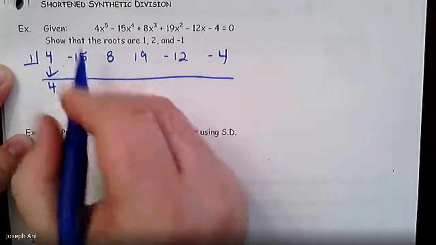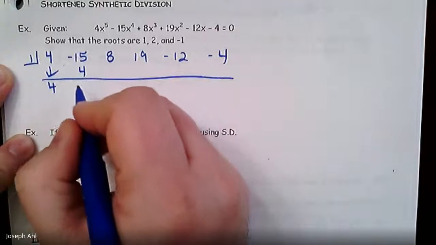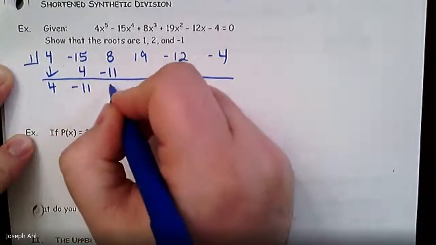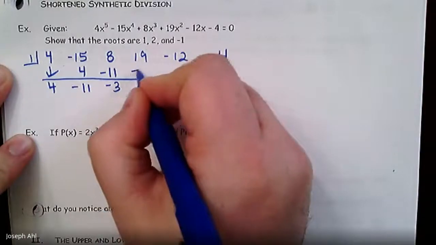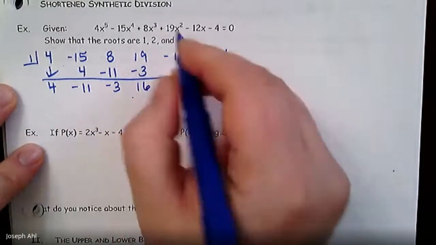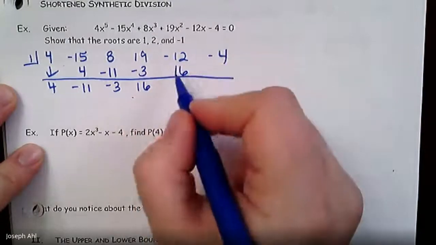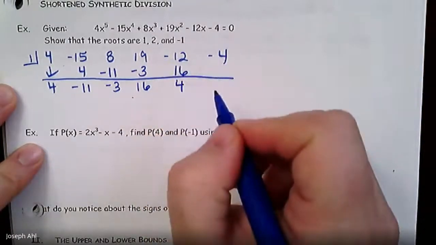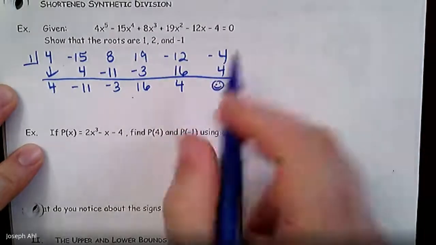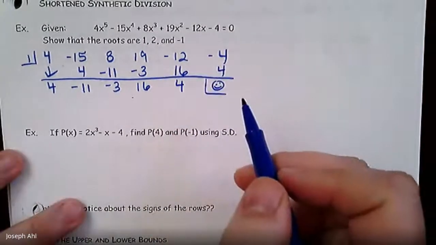4 times 1 is 4, plus -15. It's going to be -11. Times 1 is -11. Plus 8 is -3. Times 1 is -3. Plus 19 is 16. Takes a little while to get down to the end, but we're getting close. That's going to be a 16. Add it to -12 to get 4. Times 1 is 4. And in the end, you do confirm that, yep, 1 is definitely a root.